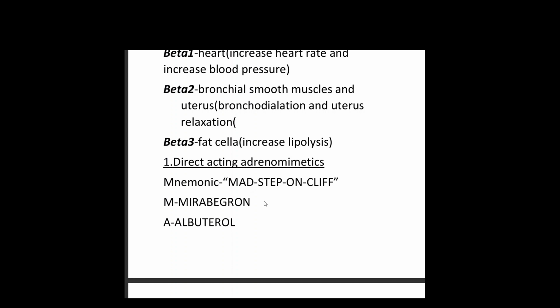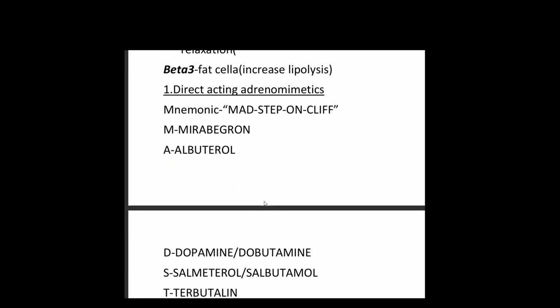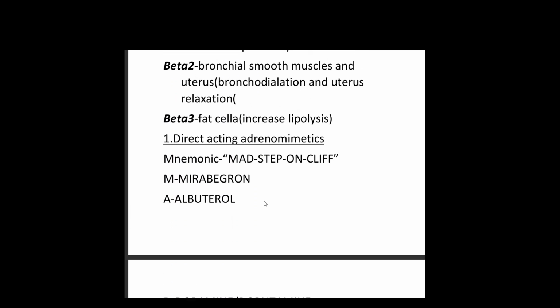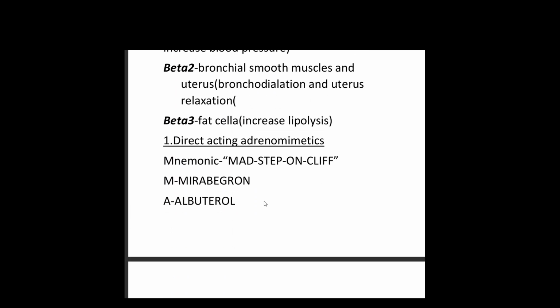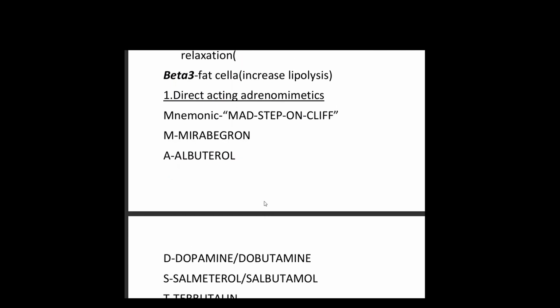Beta 3 is in the fat cells, increased lipolysis. So for obesity, you could use beta 3 agonists, right? There are some restrictions on the drugs that we could use, but it will increase lipolysis, because in sympathetic system activation you need energy. So you need to degrade your lipids and get more energy.